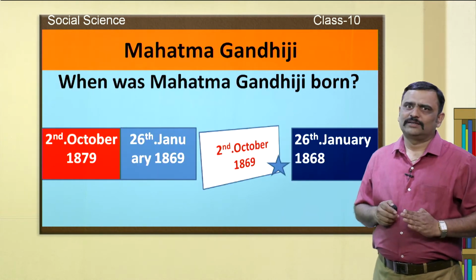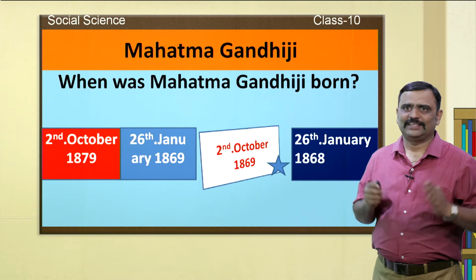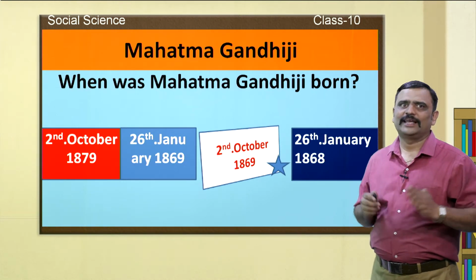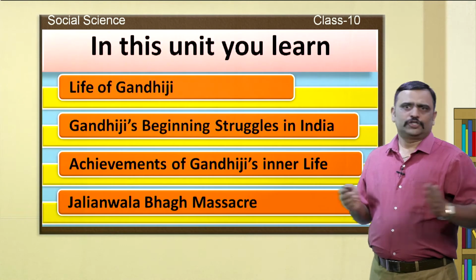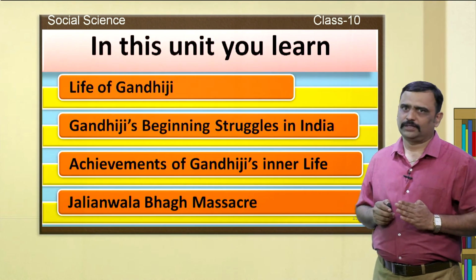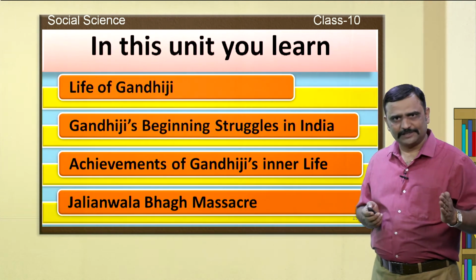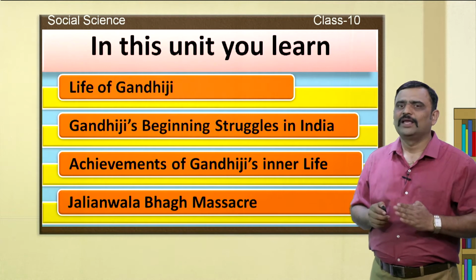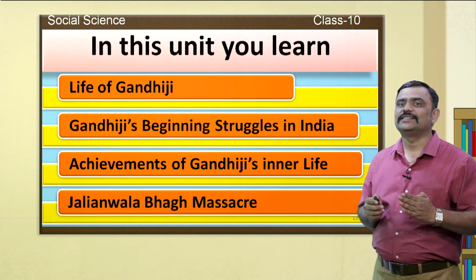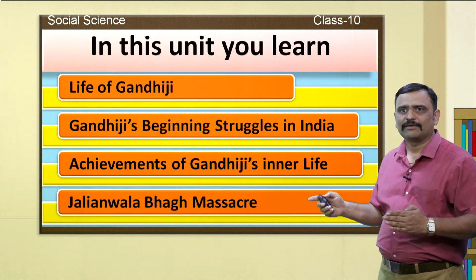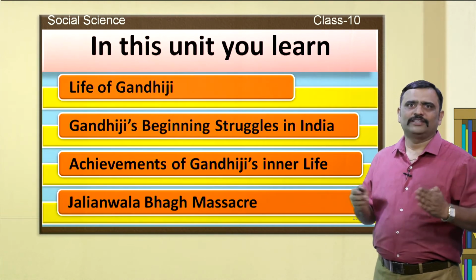When was Mahatma Gandhi ji born? Yes, dear students, he was born on 2nd October 1869. Dear students, in this unit, you will learn about the life of Mahatma Gandhi ji, Gandhi ji's beginning struggles in India, achievements of Gandhi ji's inner life, Jallianwala Bagh massacre, all these things.